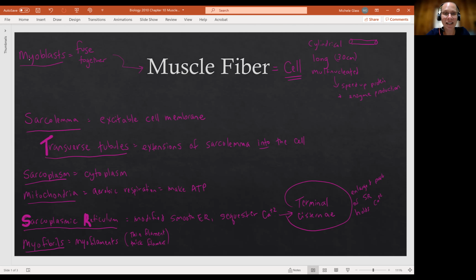These are our contractile proteins. So if you want to maybe make a note here, contractile proteins. These are our contractile proteins. And the myofibril is going to be organized into what are called sarcomere units.